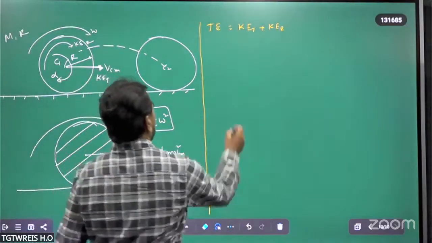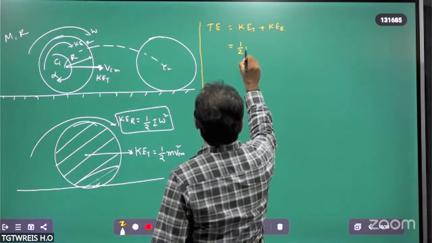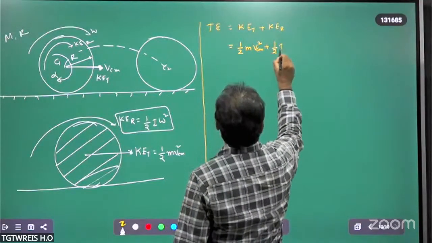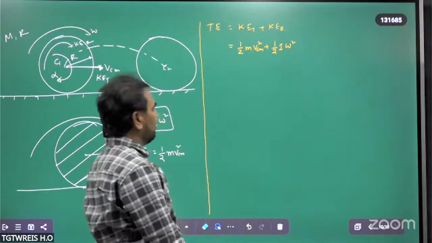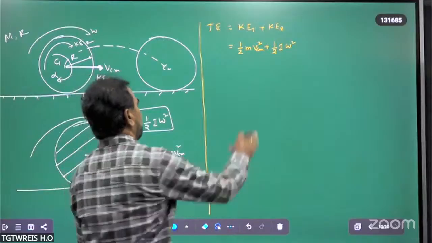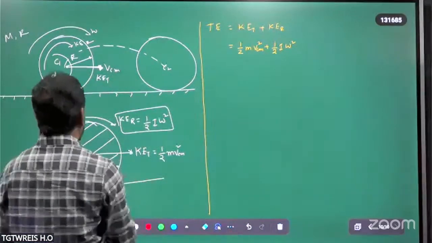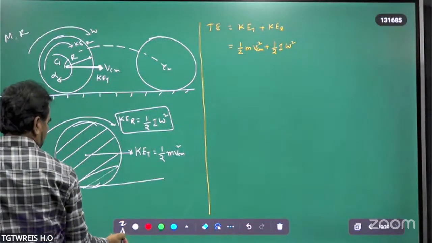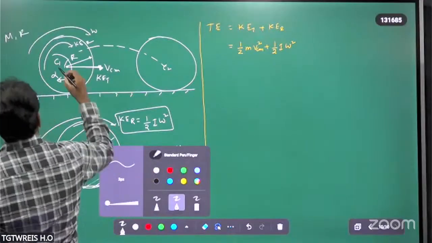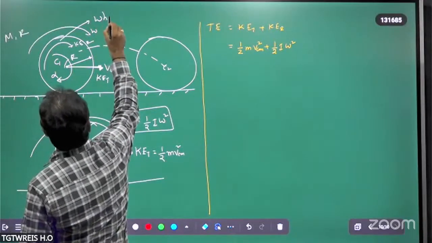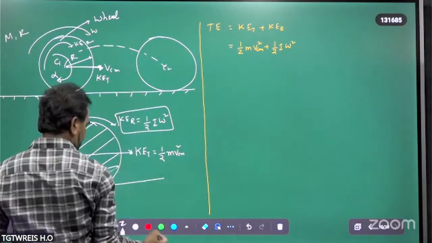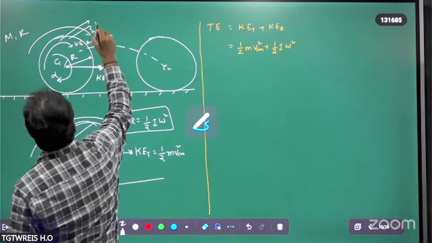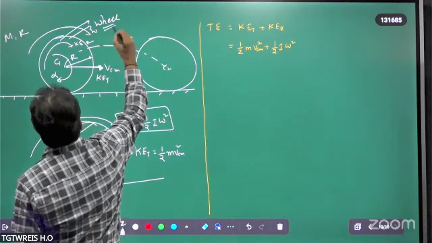Okay. KE translational means half M VCM square, plus half I omega square. So what is the I? I is nothing but the moment of inertia. This is not only for a disk, it may be any object. Suppose it is a wheel. Let's say it's a wheel.